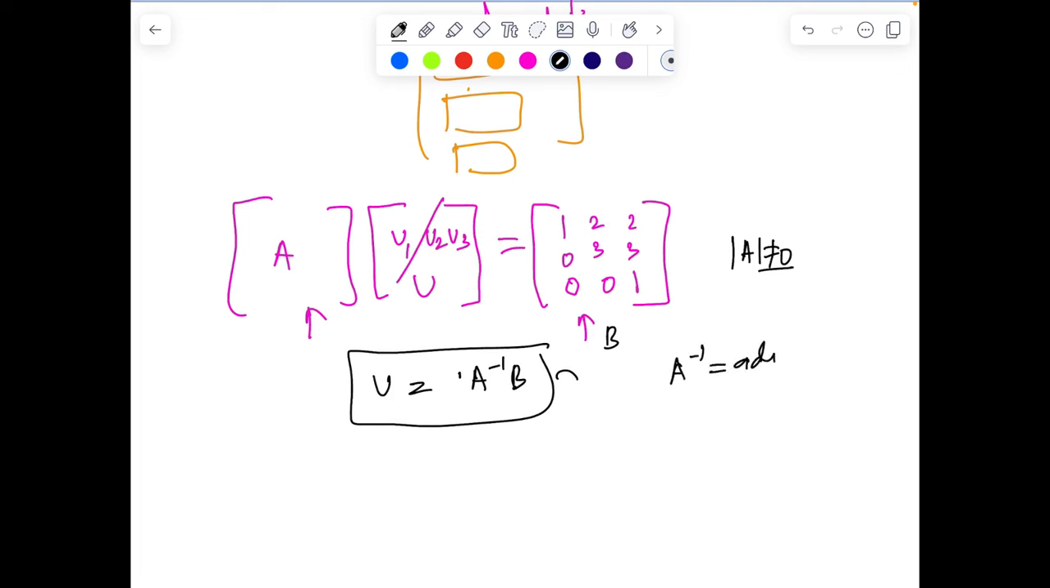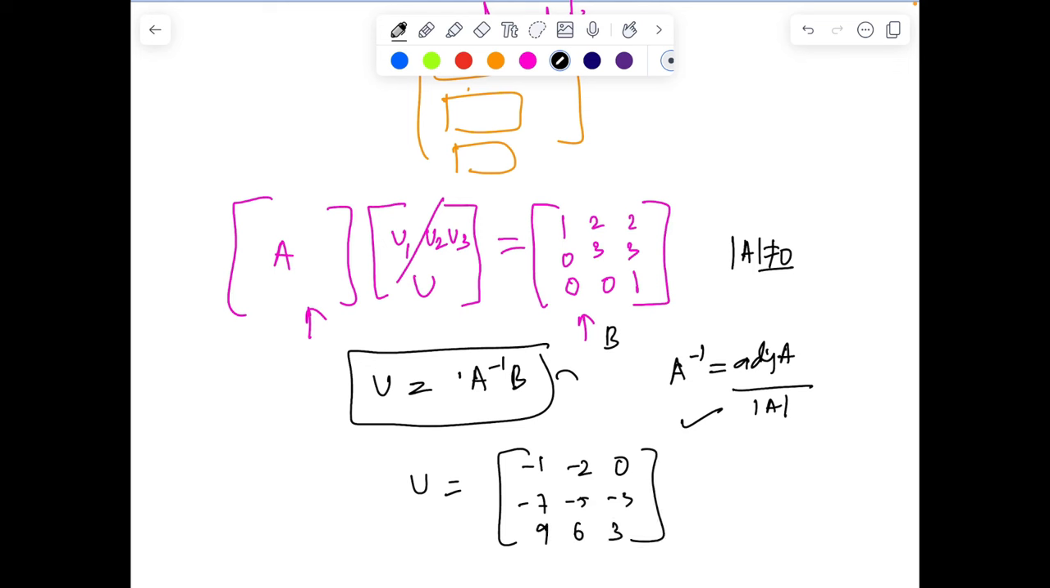If I call this the B matrix, and pre-multiply both sides, we have U equals A inverse B. Now calculating A inverse itself is not a big deal because it's adjoint of A by determinant of A. And once you get this, we get the U matrix as -1, -2, 0, -7, -5, -3, 9, 6, 3.